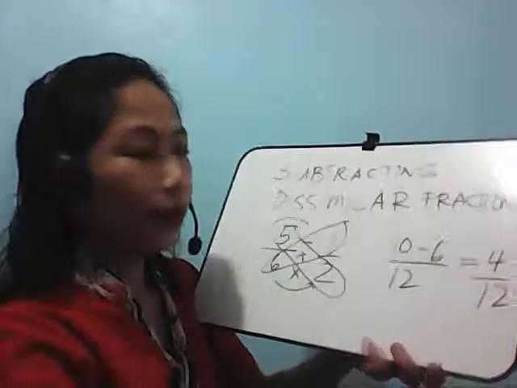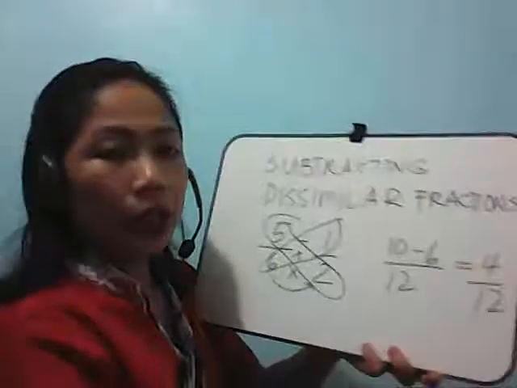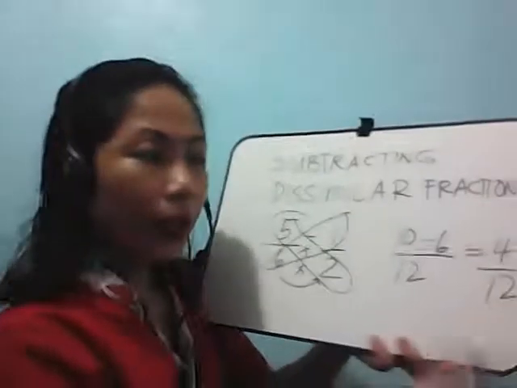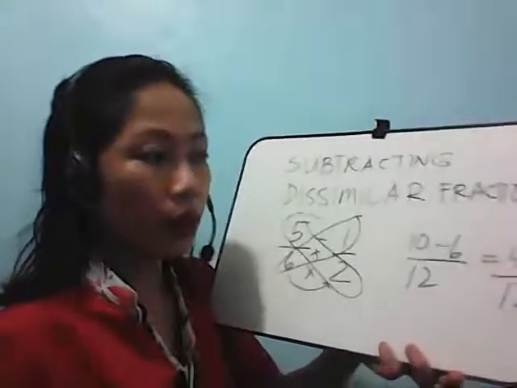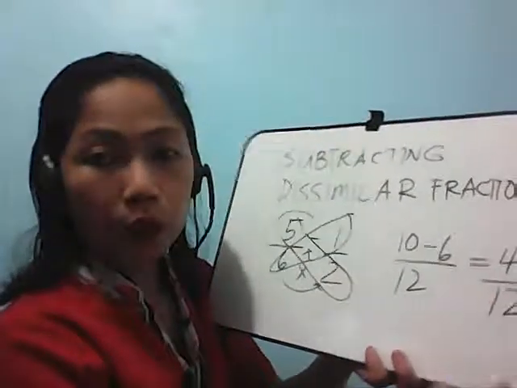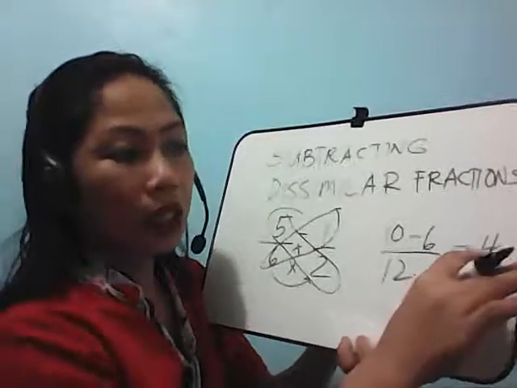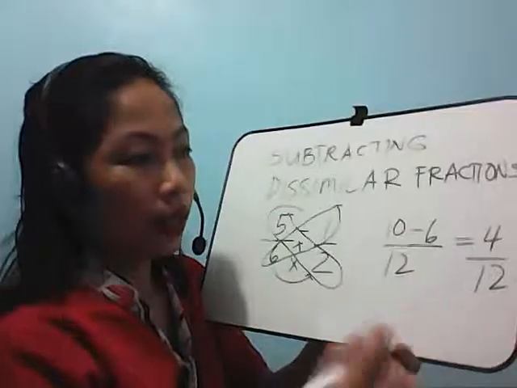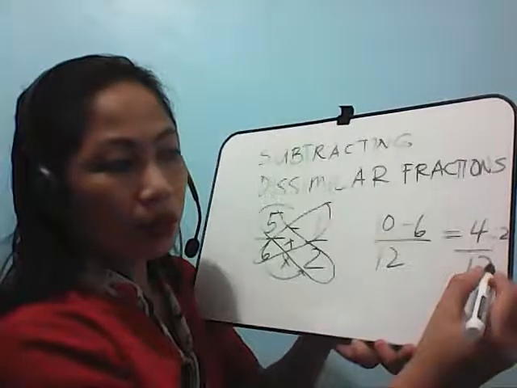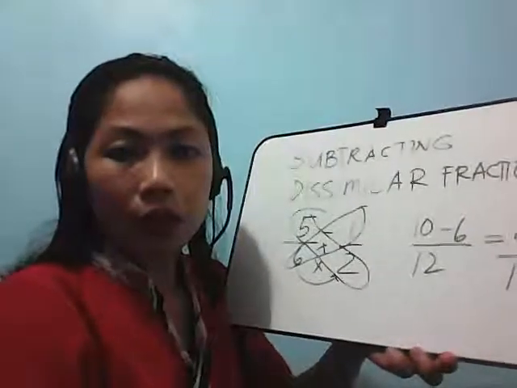Now, since our answer can still be reduced to the lowest term, what is the greatest common factor of 4 and 12? Since 4 is an even number and 12 is an even number, we can still reduce it to the lowest term. How are we going to do it? We divide both by 2, since they are both even.